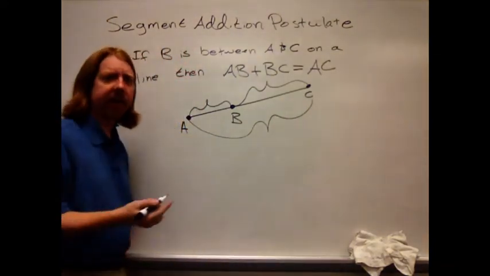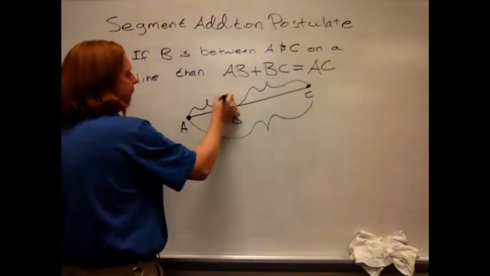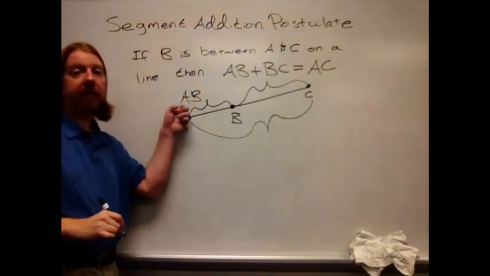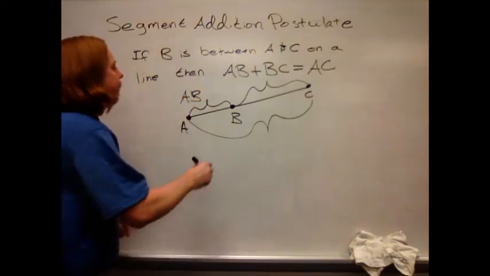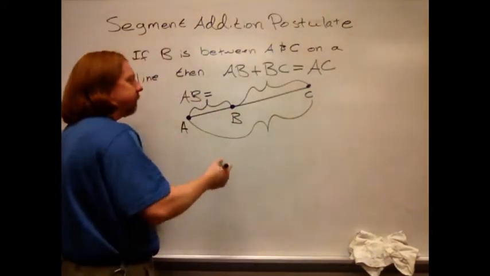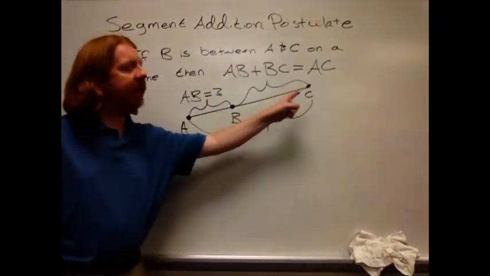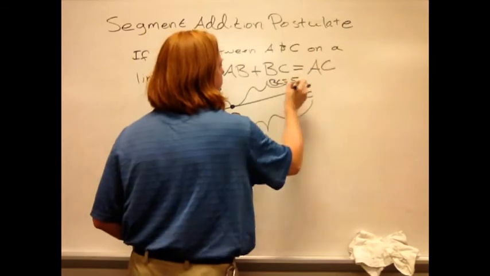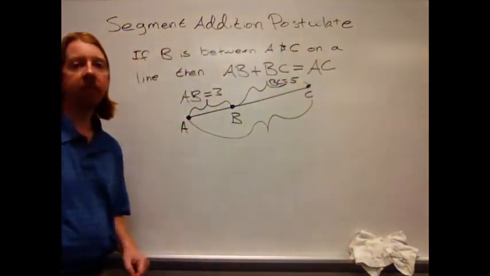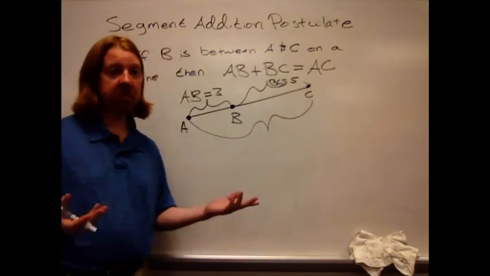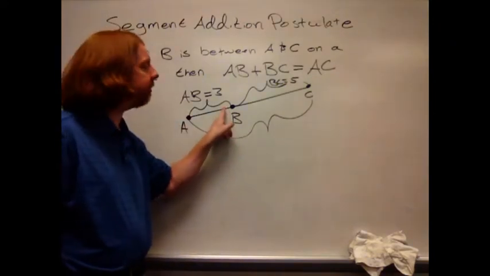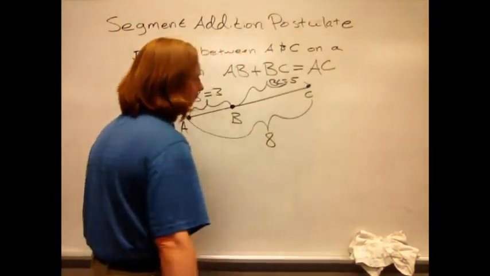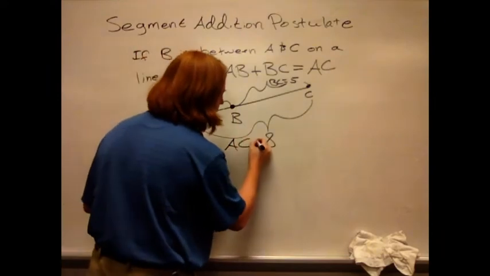Let's put some numbers on for context. Let's say I told you that this distance along here, the length of AB. Now notice I wrote AB without a bar. That means it's a number. Is equal to 3. And BC is equal to 5. Well, how long is it from A to C? If it's 3 from here to here and 5 from here to here, then the whole thing must be 8. That's the length of AC.